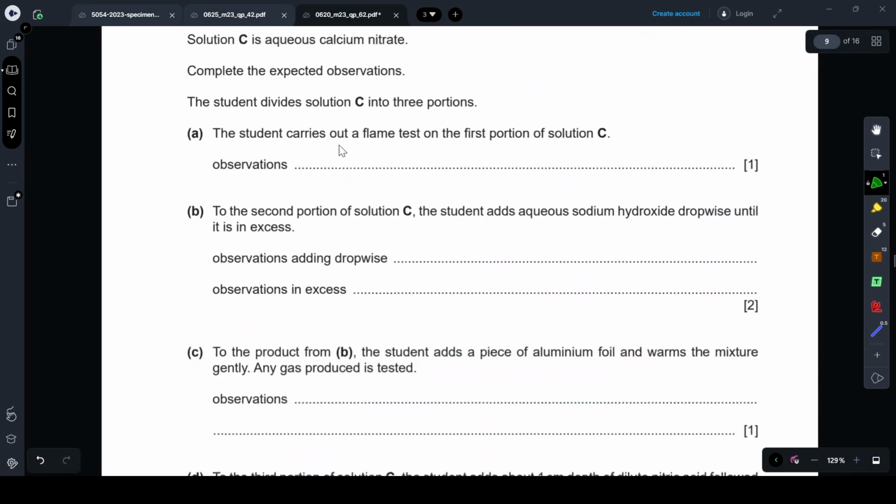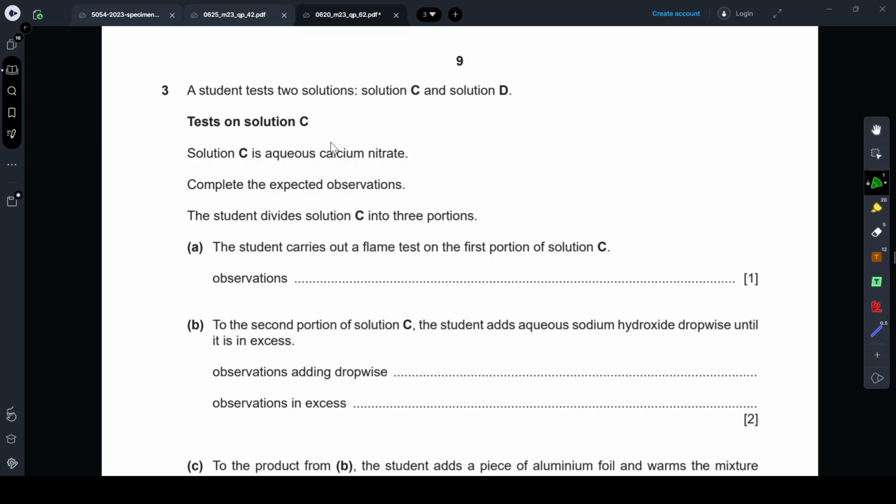Okay, we need to speed through the remaining 2 questions because we don't have time. In fact, how many more questions do we have? 2, including the planning question. So let's go through this quickly.